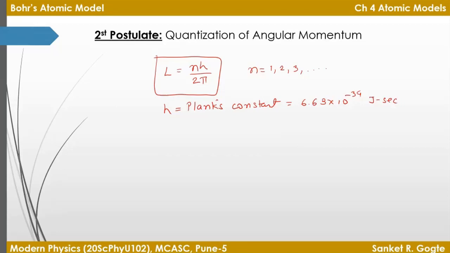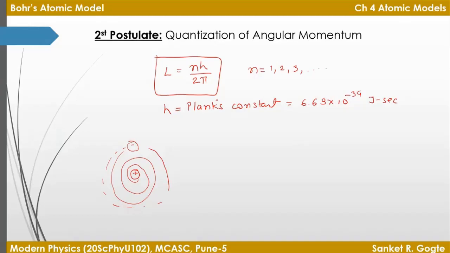And why was this postulate required? It was required to account for the flaw of radiating atom in the case of Rutherford's atomic model. We said that this is a positively charged nucleus and the electron is revolving about it in this circular orbit with some velocity, and since this motion is accelerated, it emits electromagnetic radiations, and in the process it will lose its energy. This electron will lose its energy, it will follow a spiral path and eventually fall into the nucleus. To account for this flaw of Rutherford's atomic model, Bohr assumed this postulate of quantization of angular momentum.